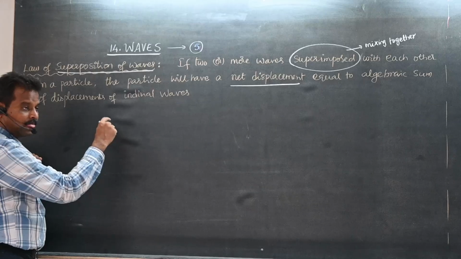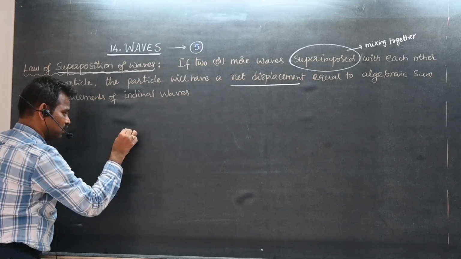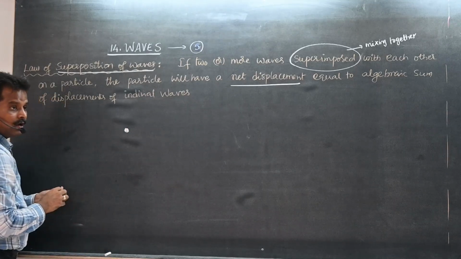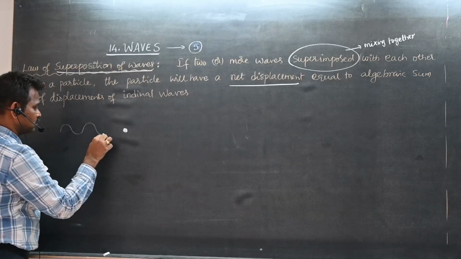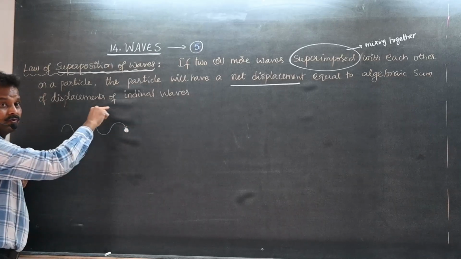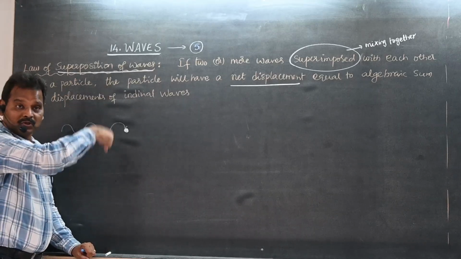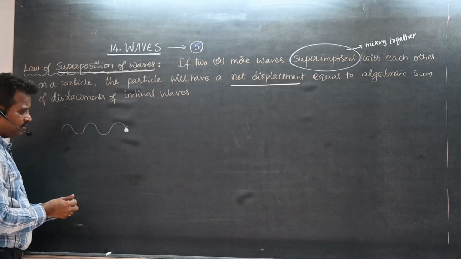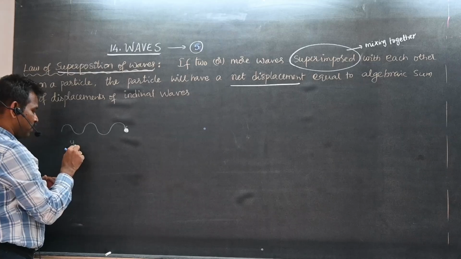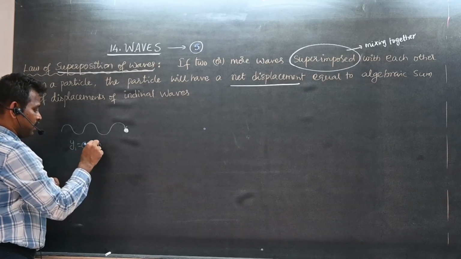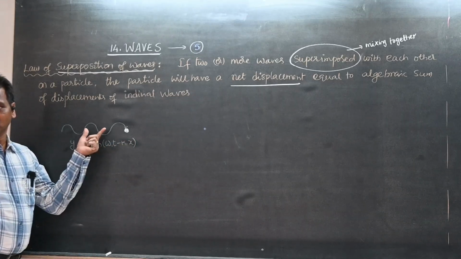First let me explain the diagram, then we will read this again. This is a particle, a tiny particle. On this particle, one wave is coming like this, and this wave is hitting the particle. The mass of the particle is negligible here, so the wave energy is enough to push this particle down. This is y1. What is the wave equation here? y1 is equal to a1 sine (omega1 t minus k1 x). This is the equation of the first wave.